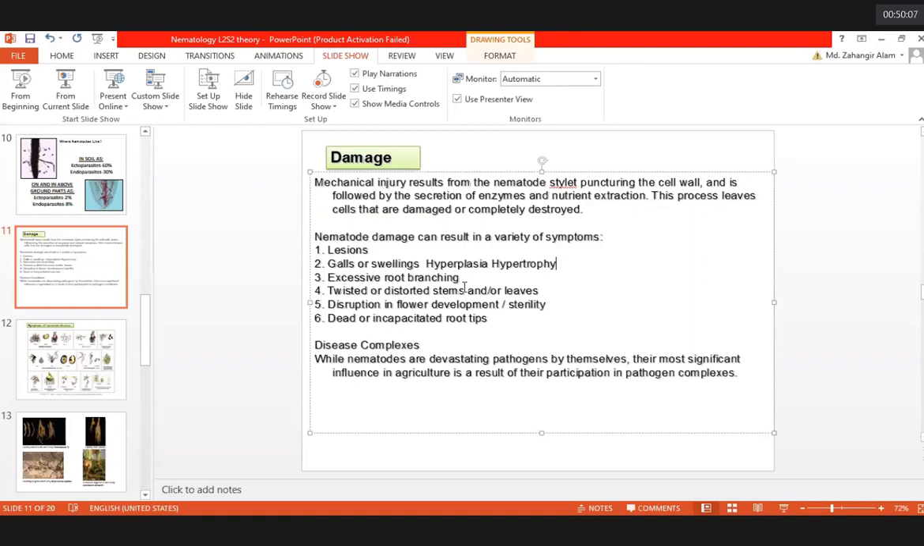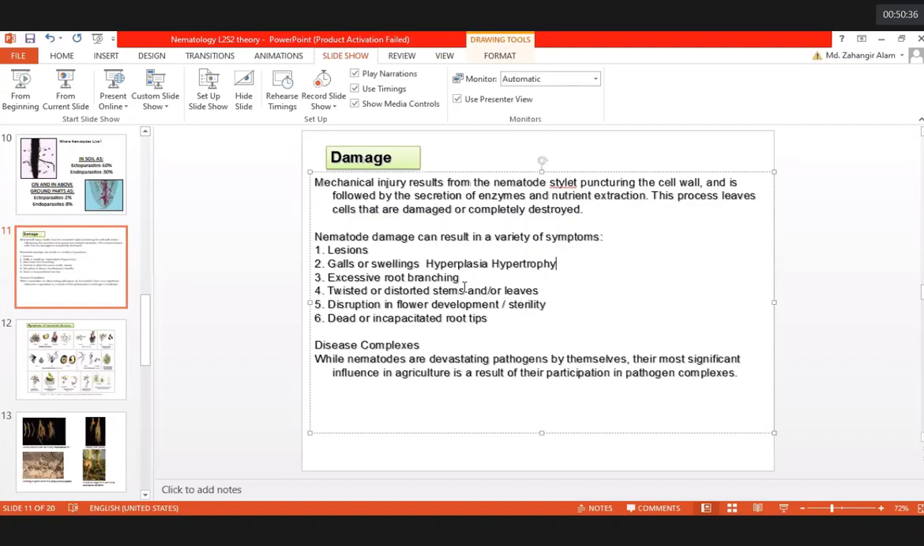So you know the function of auxin. The farmers apply auxin or spray auxin for the growth of the plant, for shoot growth or for root growth. Okay, auxin normally promotes the root growth. Okay, and cytokinin promotes the shoot growth. So because of the auxin present in the saliva of nematode, there might be excessive root branching.